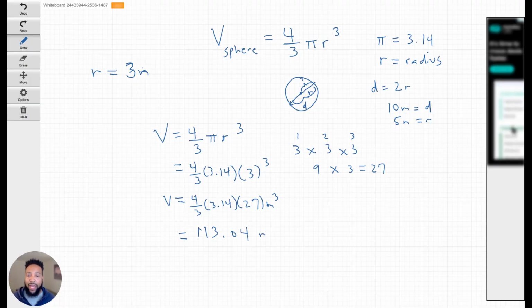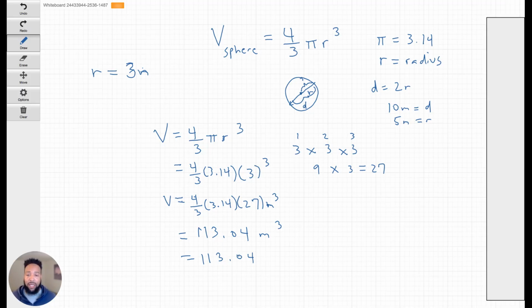And we know that unit is going to be in meters cubed. So we have 113.04. Now, during that problem, they may ask you, can you round this to the nearest tenths place or hundredths place or thousandths place? So your tenths place is this first spot after the decimal. Your hundredths place is the second spot, and then your thousandths place is that third spot.